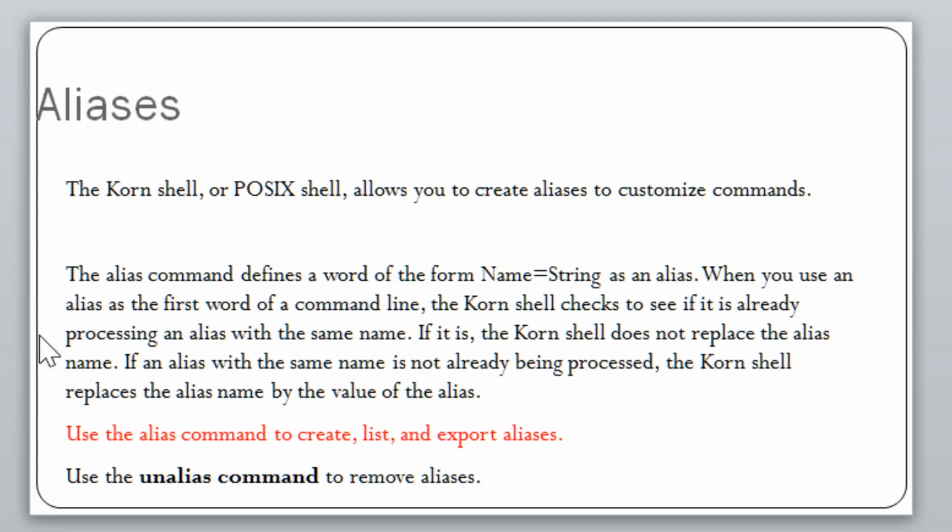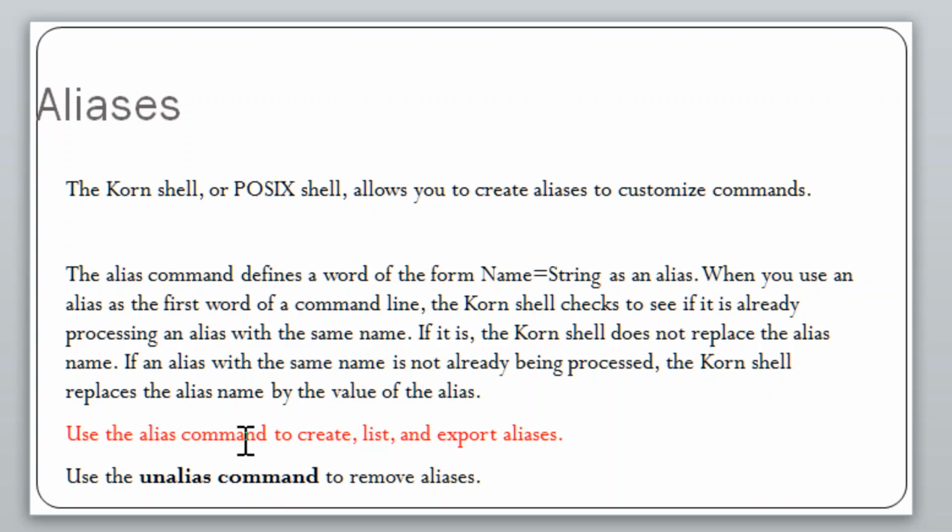Aliases are another useful feature. So the Korn shell or POSIX shell allows you to create aliases, customized commands. The alias command defines a word of the form name equals string as an alias. When you use an alias as the first word of a command line, the Korn shell checks to see if it is already processing an alias with the same name. If it is, the Korn shell does not replace the alias name. If an alias with the same name is not already being processed, the Korn shell replaces the alias name by the value of the alias.